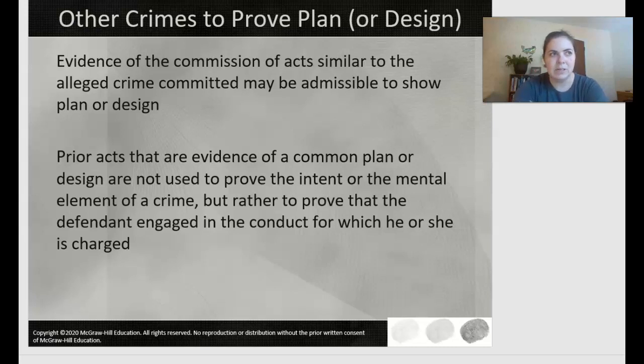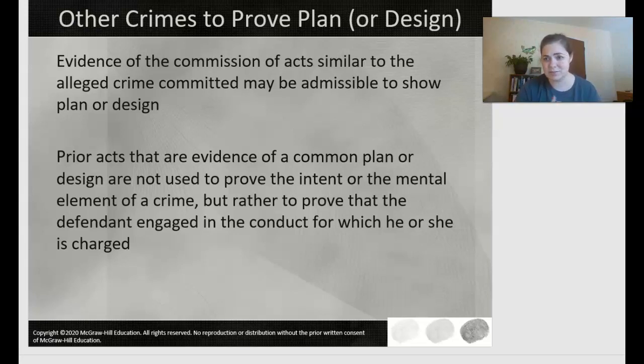So I think an example that gets familiar are serial killers who take a trophy or leave behind a calling card. That would be an example of a plan or design, of the ability to tie multiple victims to the same perpetrator, the same murderer, because they left the crime scene the exact same way, or they left the same markings behind every single time, or they cut off the defendant's finger, whatever it may be. So that is one example.